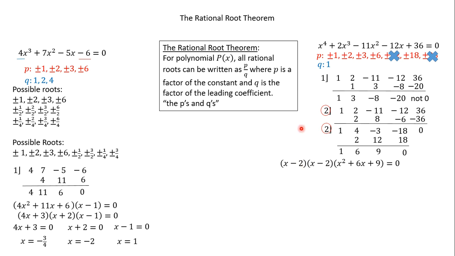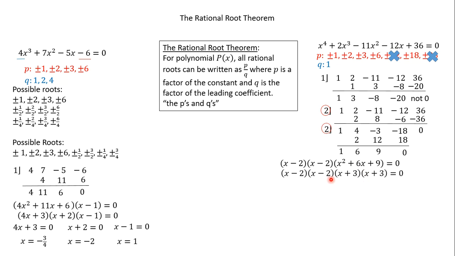And so we have our x minus 2. Then we have another x minus 2 from this one. Then we have what's left. It's important to keep these factors because when we solve, we need all those factors. Now let's see, x squared plus 6x plus 9. That looks like something we could probably factor. In fact, x plus 3 times x plus 3.